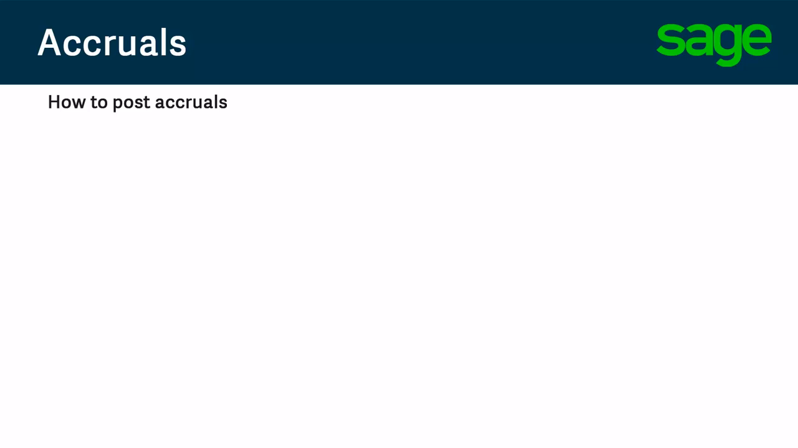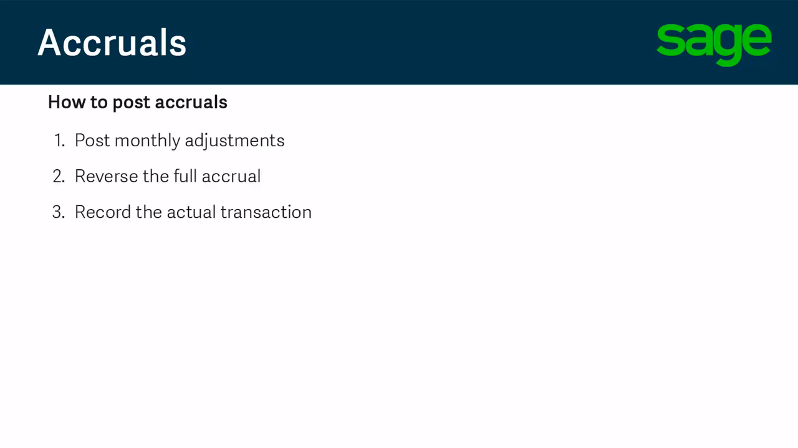When it comes to posting accruals in Sage Accounts, there are 3 steps. Step 1 is to post monthly adjustments for the accruals. Step 2 is to reverse the full accrual at the end of the accrual period. And step 3 is to record the actual transaction. That's something not to forget about. Some people do forget about that step. So you need to enter the actual transaction. So in this case, we're going to say enter the invoice at the end of the period. Now these steps are explained in further detail in other videos.